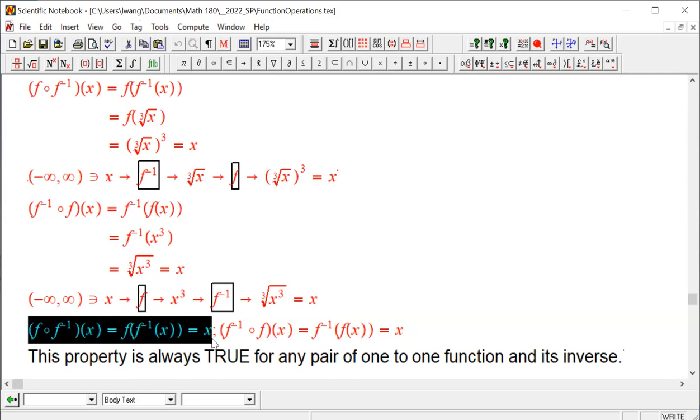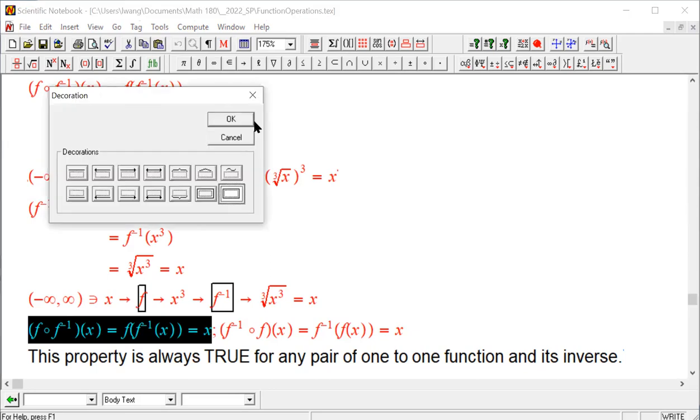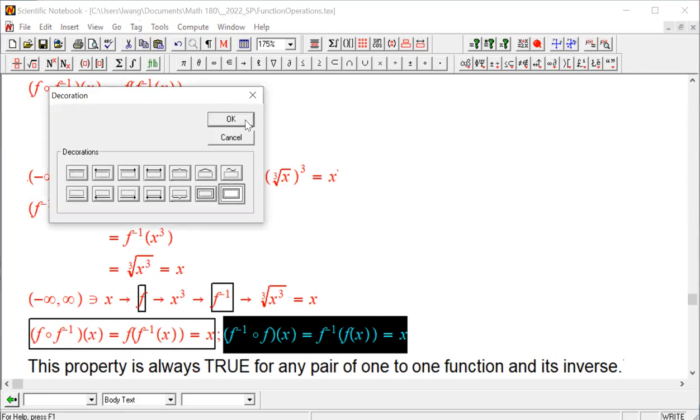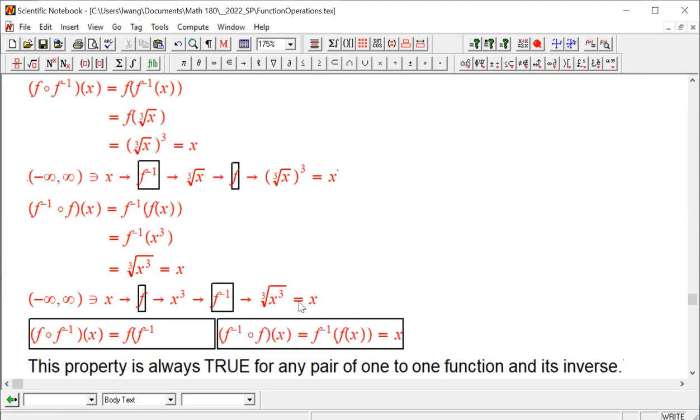So these two properties are always true. Why do I emphasize this property now? Because we're going to be using it a lot throughout the semester. So this is one of the most important one-to-one function properties.